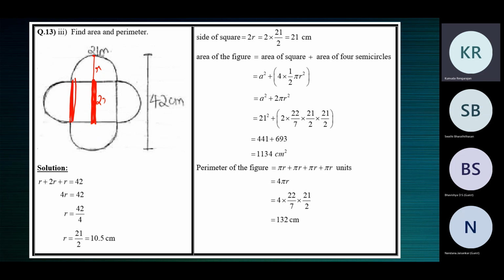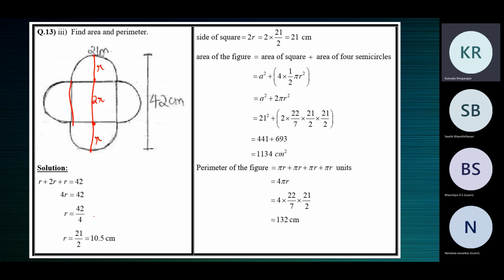So I'm saying 2r. I'm not saying this is the diameter. The length of this line segment is equal to the diameter. This one is the radius. From here to here, the length is equal to the diameter. And again, from here to here is the radius.